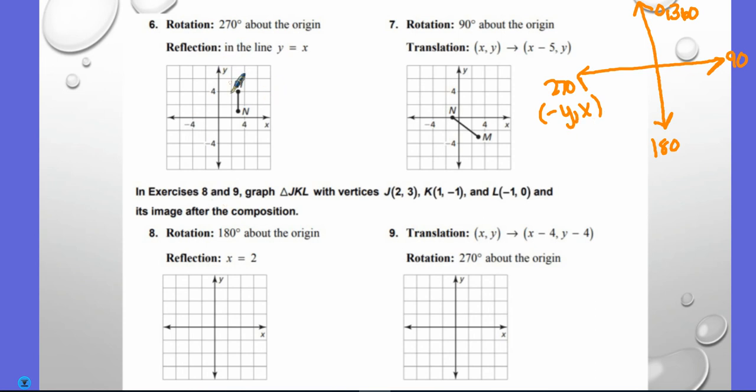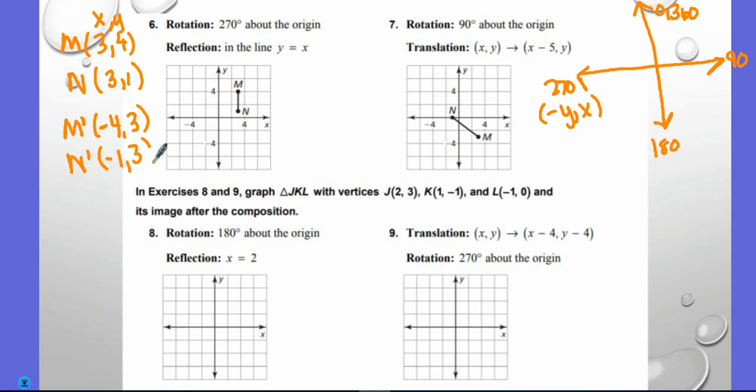So if we go here, I'm going to write the ordered pairs for M down. The ordered pair for M is going to be 3 and 4, and the ordered pair for N is going to be 3 and 1. So the rule tells me to switch them to get the M prime. I need to switch x and y. This is x, this is y. I need to switch them and make the y negative. So M prime would be negative 4, comma 3, and N prime would be negative 1, comma 3.